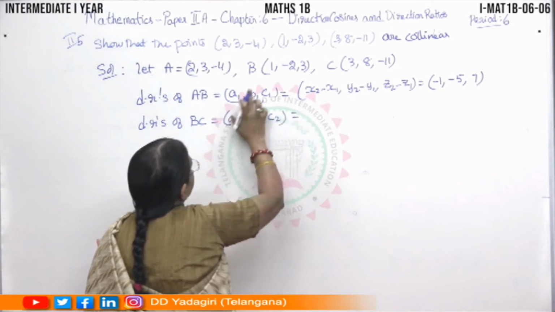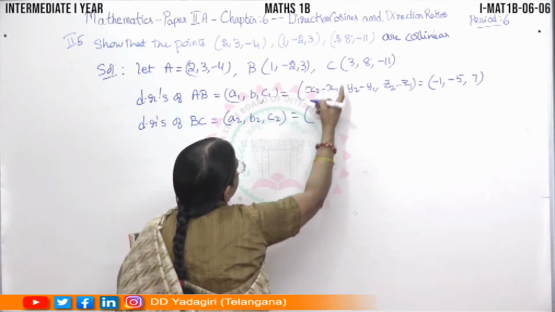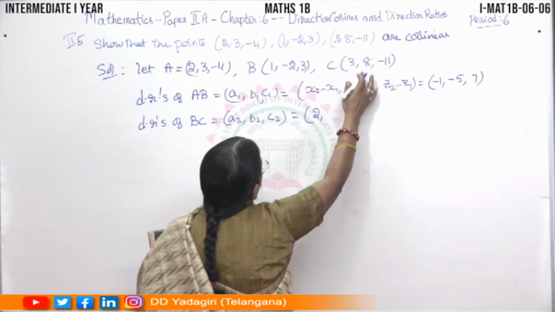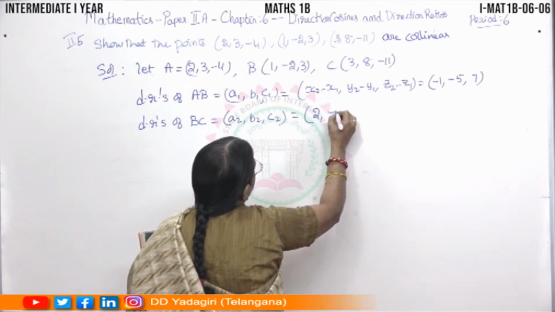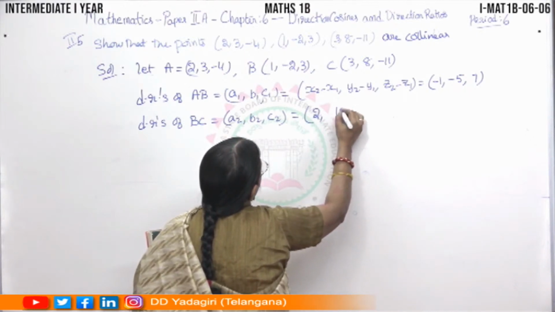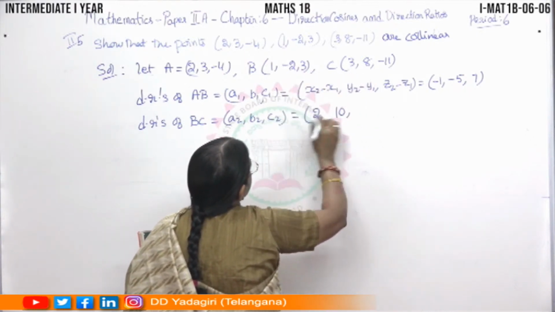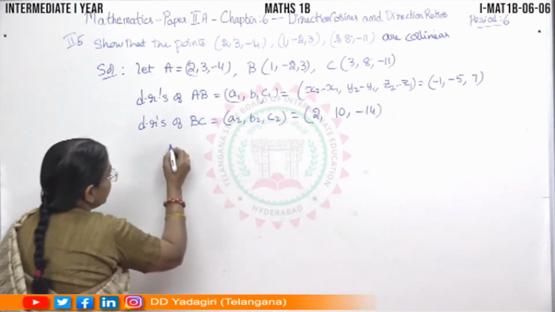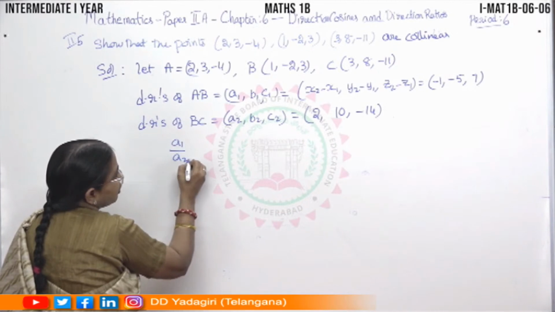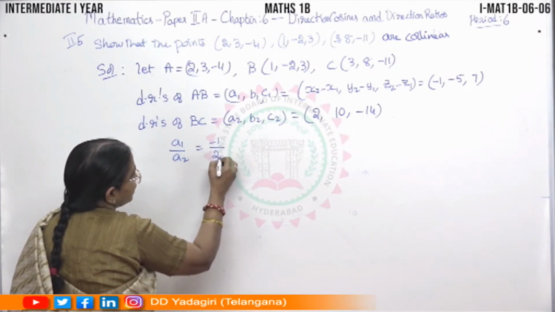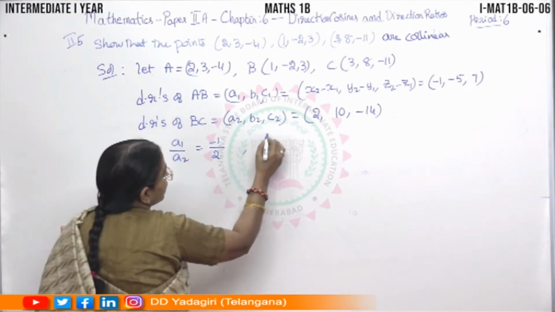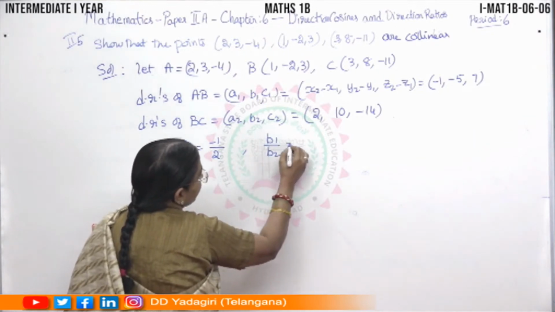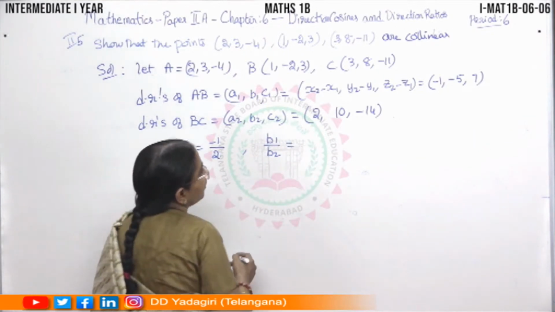So we have taken for BC: 3 minus 1, 2, and then 8 plus 2, 10. And then minus 11 minus 3, minus 14. Now you can see, you find out A1 by A2. A1 is minus 1, A2 is 2. And then B1 by B2.